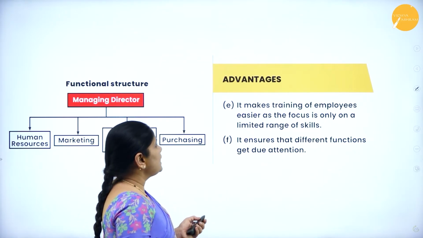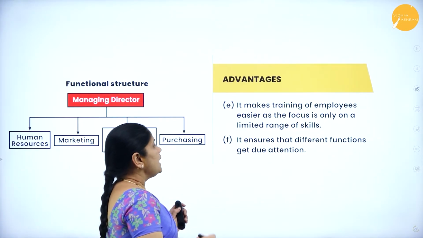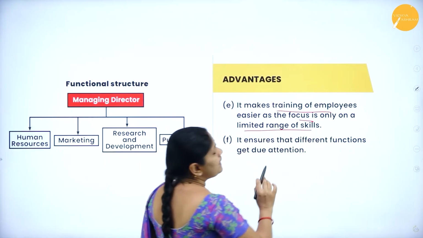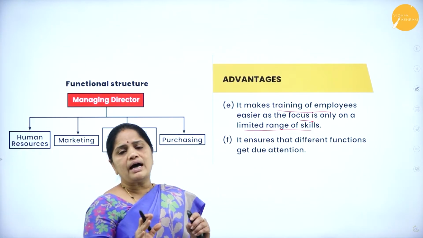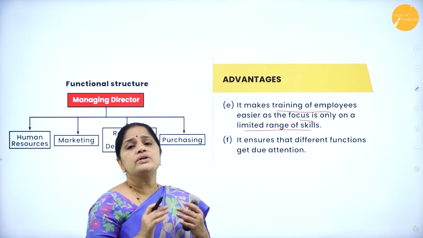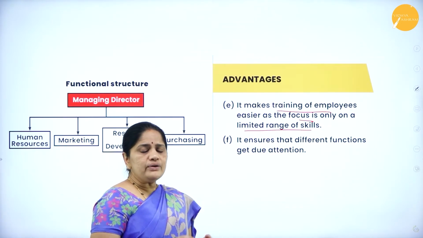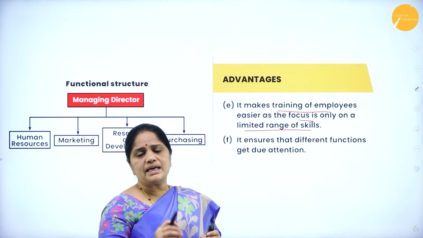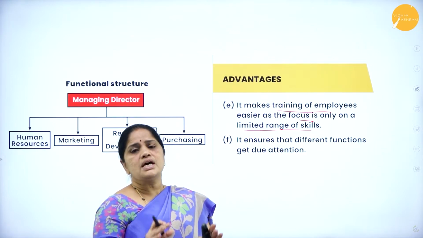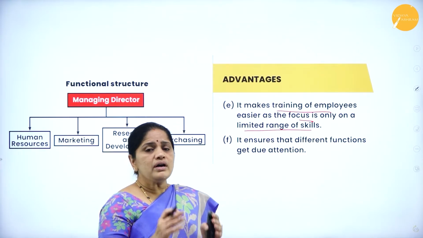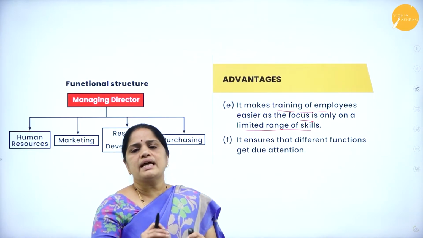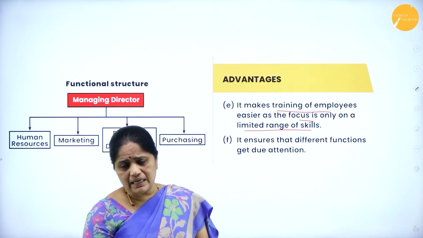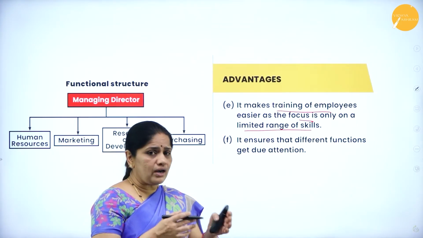Then, the next advantage of having a functional structure is it makes training of employees easier, as the focus is on a limited range of skills. When you are hiring persons, you have to give them proper training. When you are dividing your organization on the basis of a functional structure, you will be giving them a certain limited set of functions to be performed. So when you are giving training to them, you just train them for those skills only, for those functions only. So you will be getting a skilled worker in your organization.